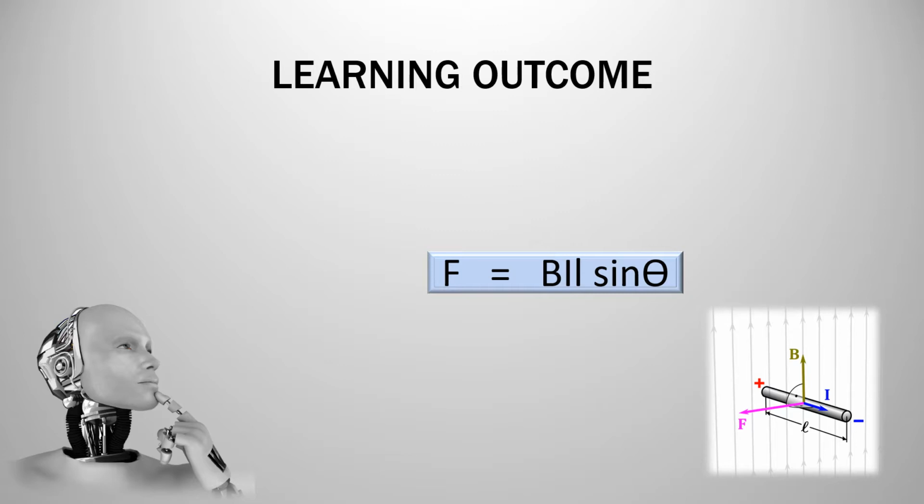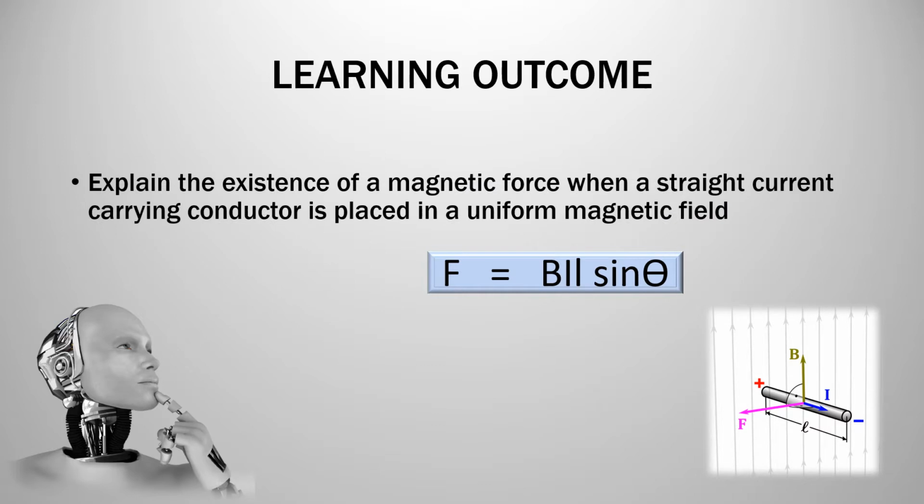Today's lesson, we are going to explain the existence of a magnetic force when a straight current carrying conductor is placed in a uniform magnetic field. And we're going to derive and use the equation. And class, this is Puan Anita Raj teaching for Form 6 Physics Semester 2 on the chapter of magnetic field, on a force on a current carrying conductor.